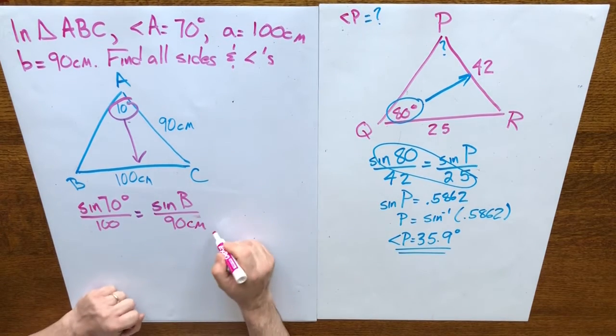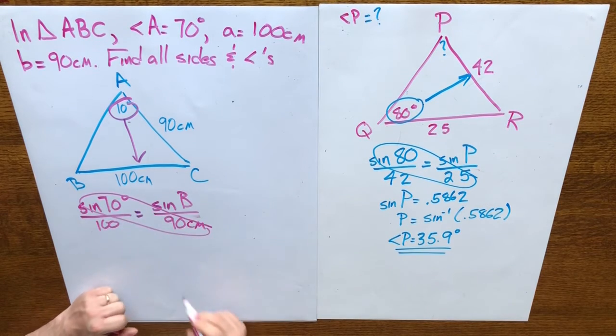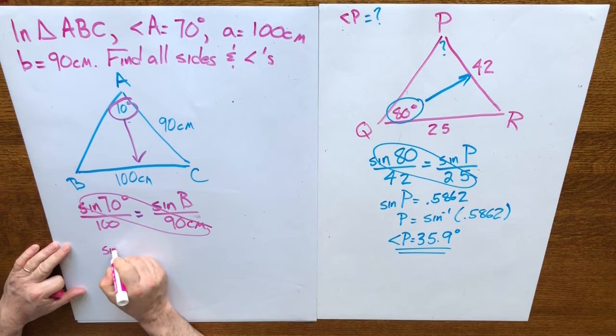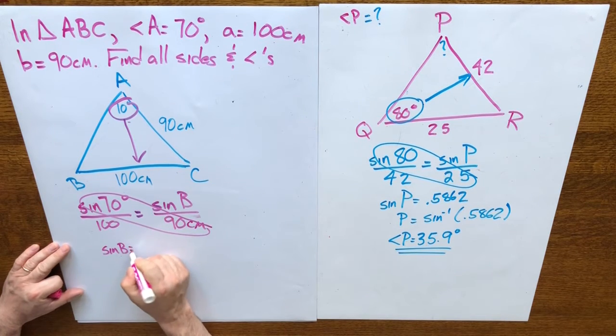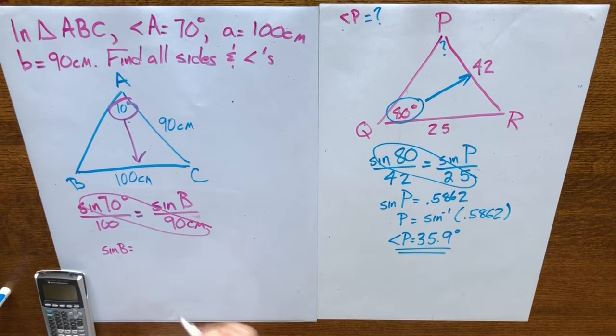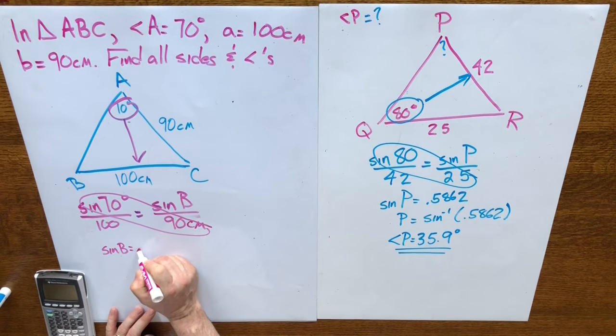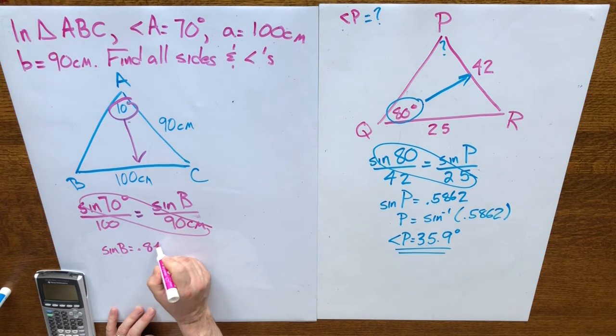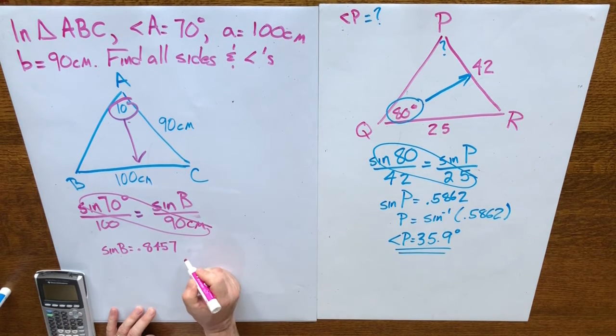So let's cross multiply those, recognizing that we're going to multiply these two and divide by 100, and that will give us the sine of angle B. So as we cross multiply, we do sine 70 times 90 divided by 100, and we get the sine of B to be equal to 0.8457. That's correct to 4 decimal places.